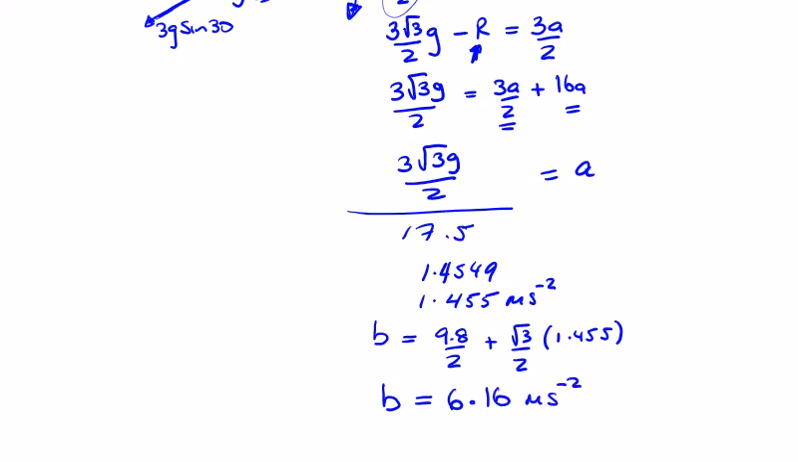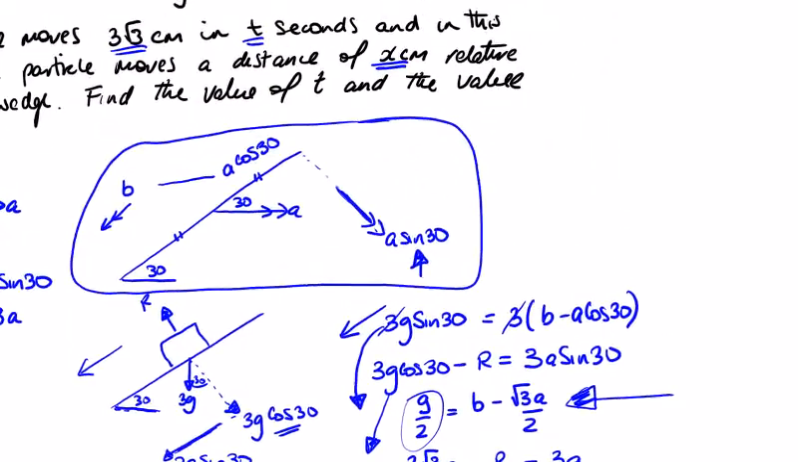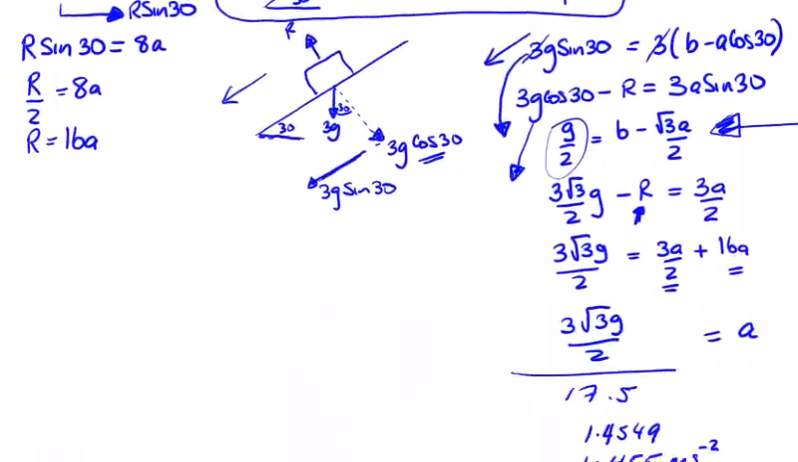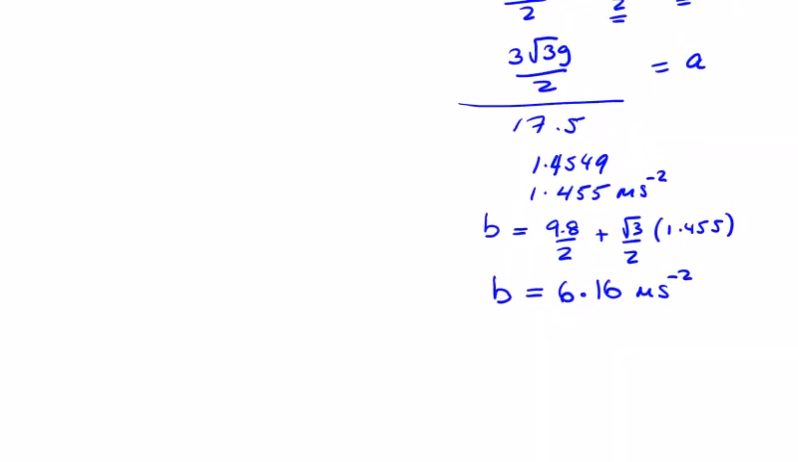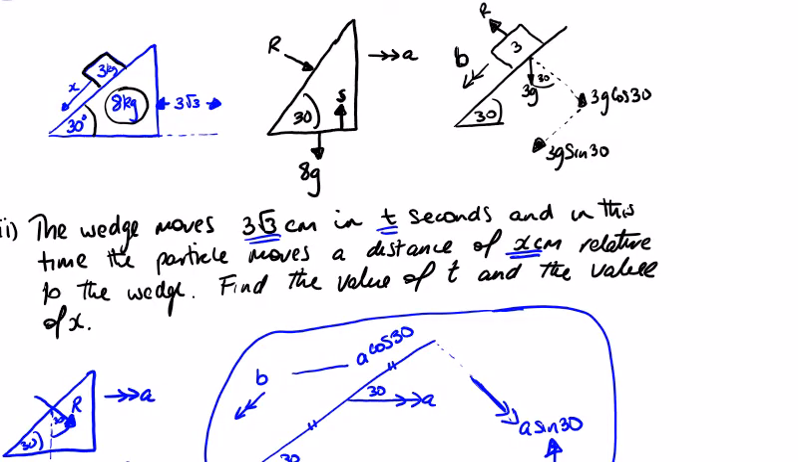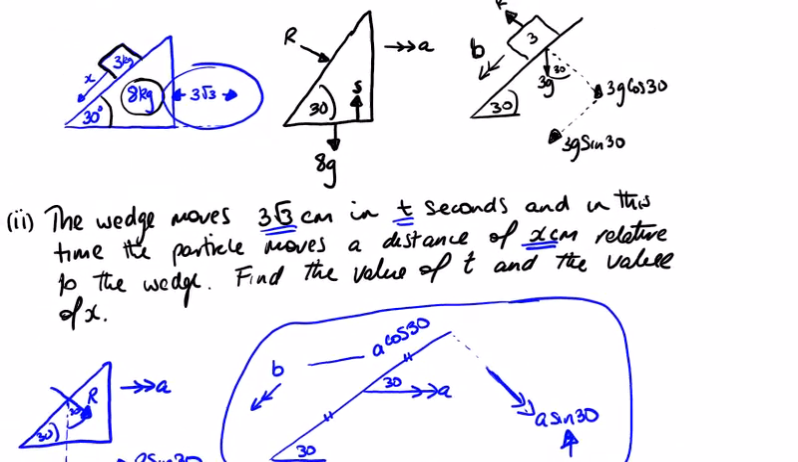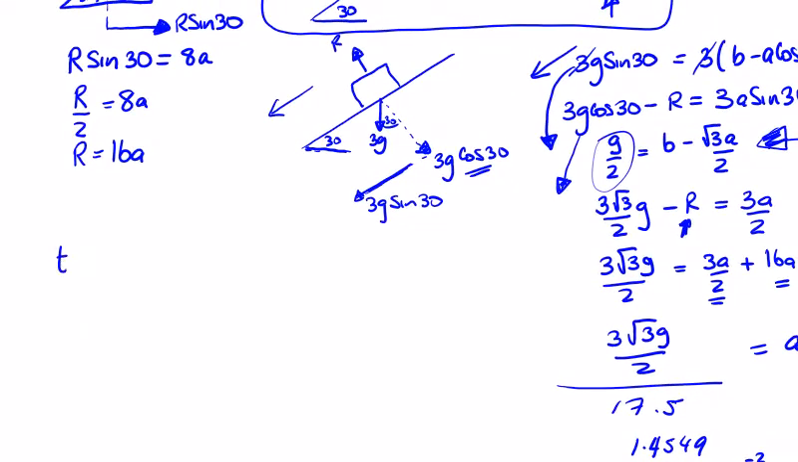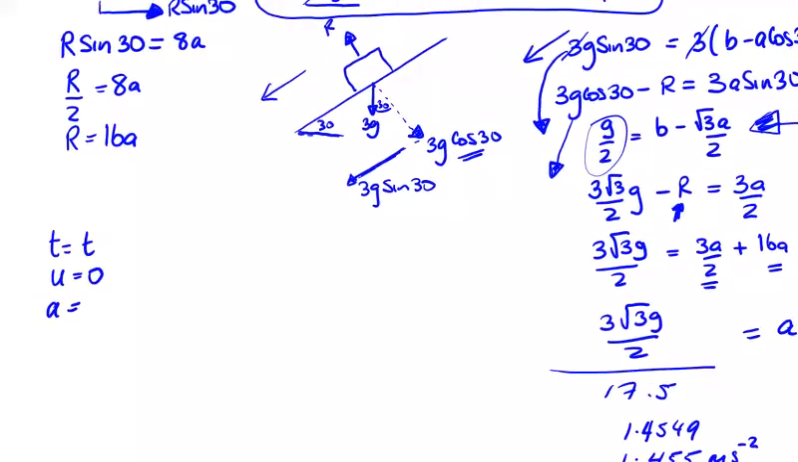Now let's jump back up to the question and see what they're asking us. They're asking us to find the values of t and the values of x. So we want the time the wedge has taken to move this distance. So the acceleration of the wedge. So the time, we're looking for the time. It starts from rest. The acceleration was equal to a, which was 1.455.